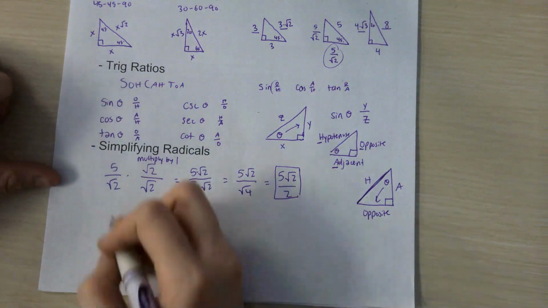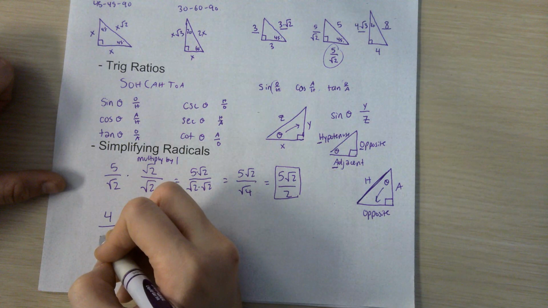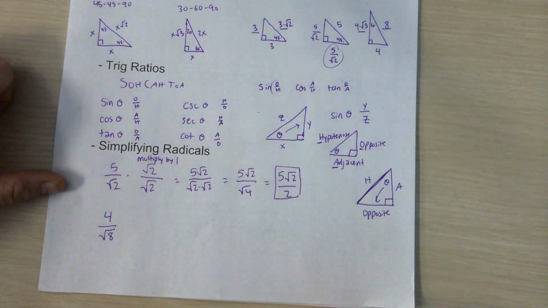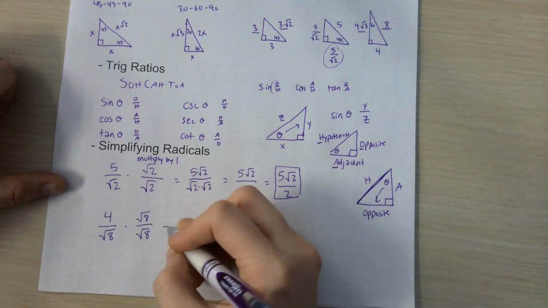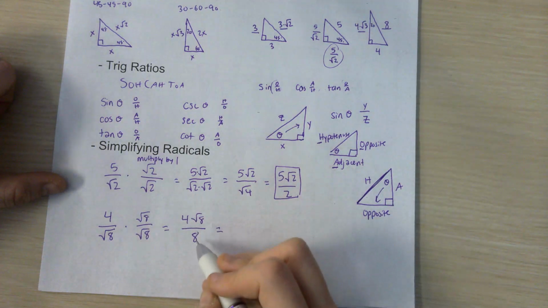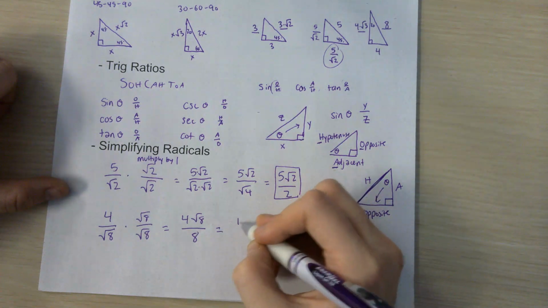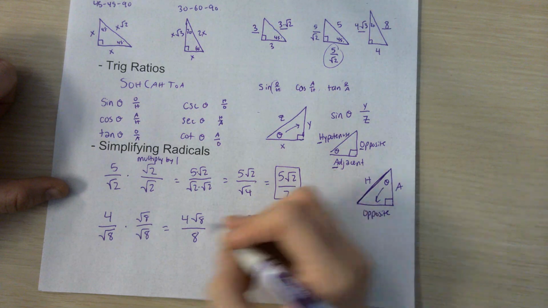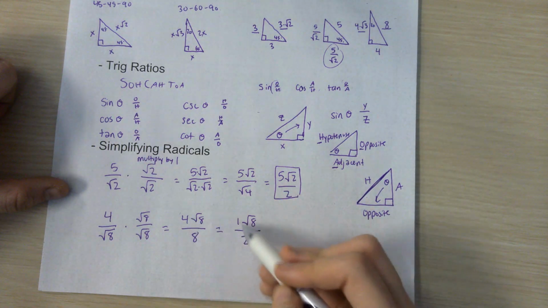We could also do, let's look at 4 divided by root 8. So again, we want to multiply by 1. We get 4 root 8 over 8, but then we have to simplify this. So see this 4 over 8, we have to simplify it. So we get 1 root 8 over 2. So this becomes, instead of 4 halves, we're going to have 1 half. Like 4 over 8 becomes 1 over 2.